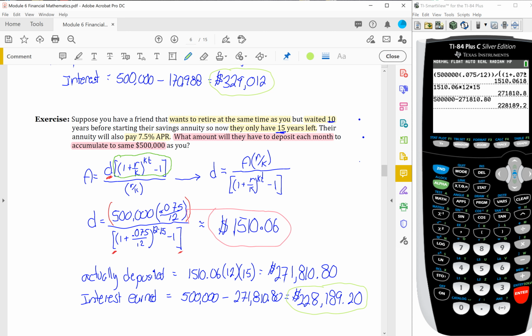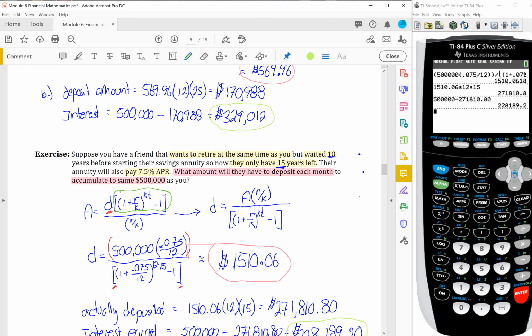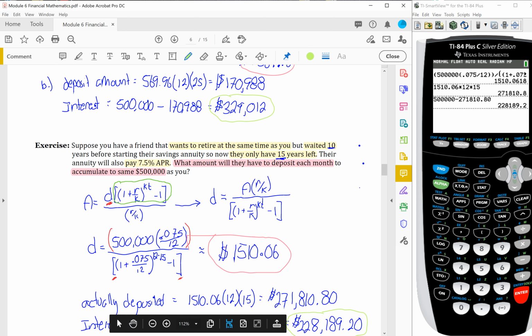Now, I think the bigger thing to walk away from these two examples is to answer the question, when should you start your retirement annuity? And the answer is as soon as possible. Waiting 10 years means that you had to deposit significantly more money, $569 versus $1,510, and you got to benefit from significantly less interest, the $329,000 versus the $228,000. So the point is, when should you start your retirement account? As soon as possible.